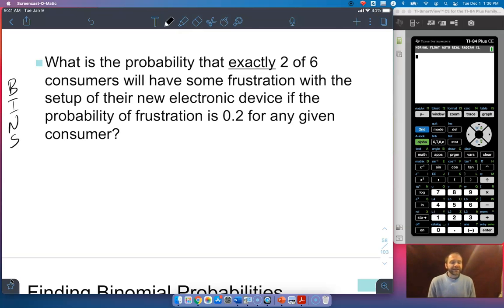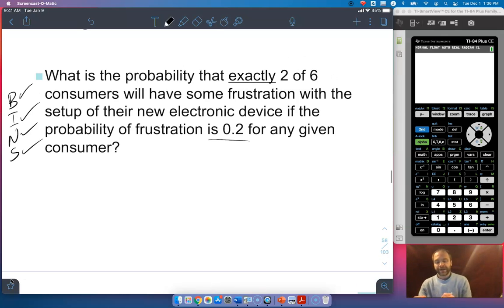Is it binary? So when I read this, success, we already dealt with this in a way. We dealt with this frustration problem. So good news is we already defined this. Success is frustration. Failure is not being frustrated. Independence, we said the consumers were not going to be affected by other consumers' responses, by other previous phone calls. Is there a fixed number of trials? Yes, there are 6 total trials, and we have a fixed number of successes of 2, and those successes have a constant probability of 0.2. So I know it's a binomial setting. So here's what I'm going to do. I'm going to state it. It is a binomial setting. There are 6 trials. The probability of success is 0.2.